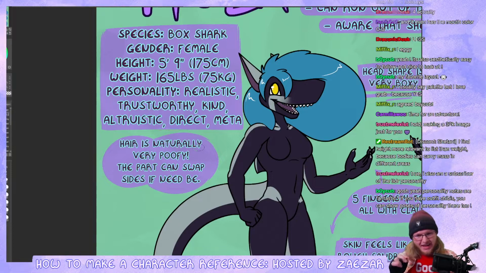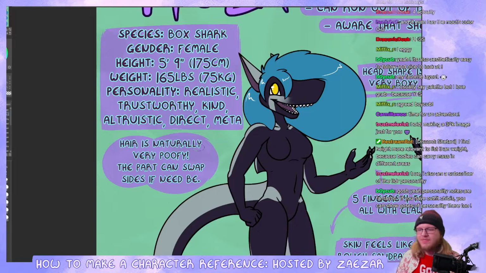So how much can we summarize with just 5, Zay? That's absolutely, that's way too little. Realistic, trustworthy, kind, altruistic, and direct.